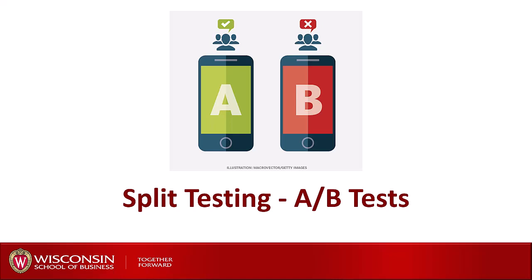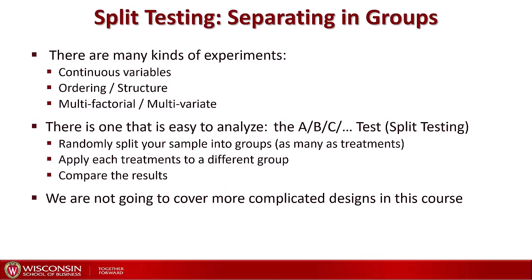In this video, we are going to talk about split testing, sometimes called A/B test, which is the most common type of testing or experimentation we find in the industry. There are many kinds of experiments depending on what problem you're dealing with. Sometimes you will be dealing with continuous variables, for instance, what price to set for a product. Could be $1, $1.5, $10, and so on and so forth.